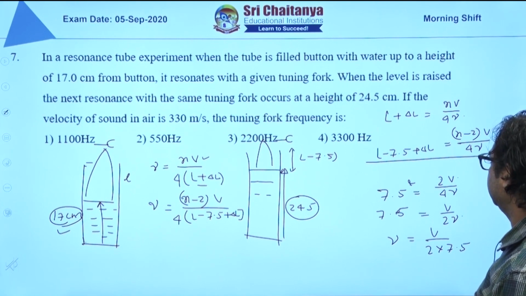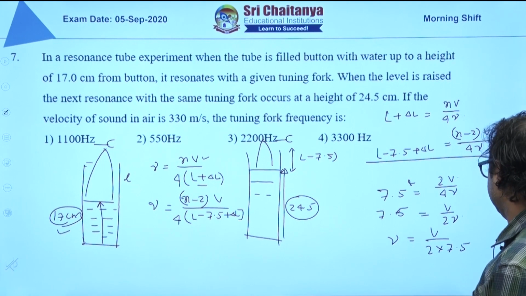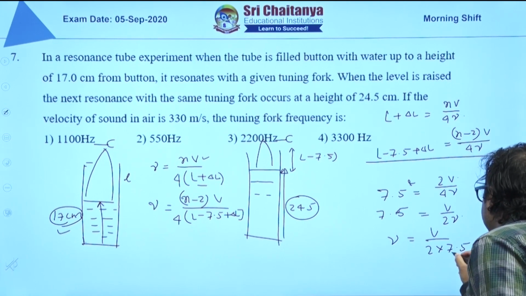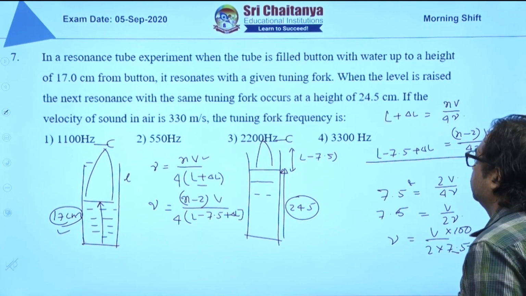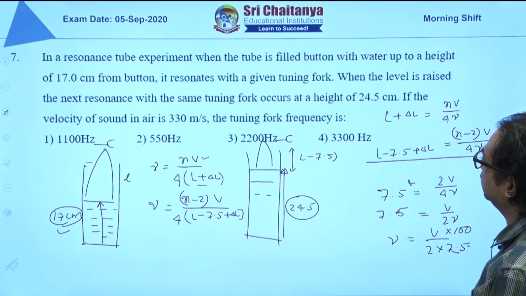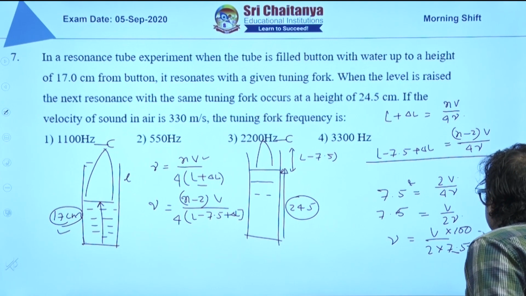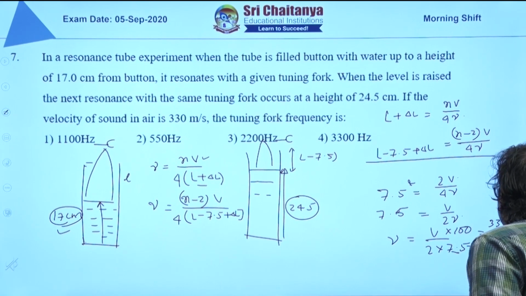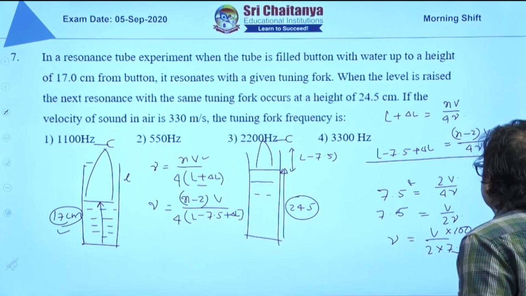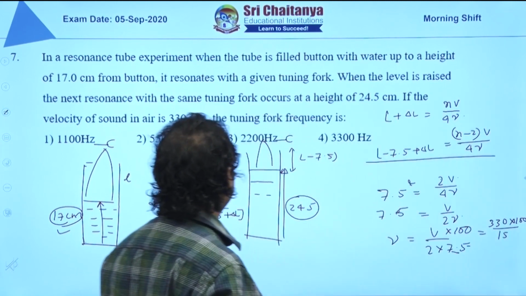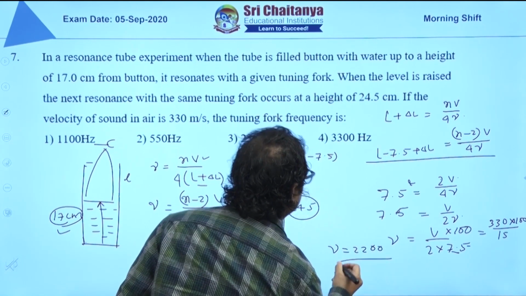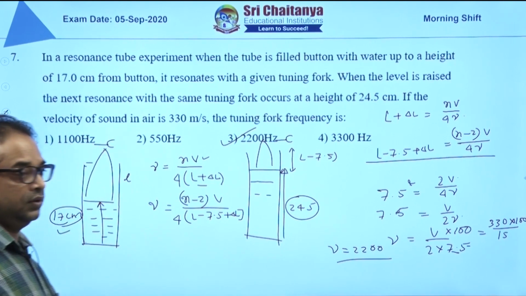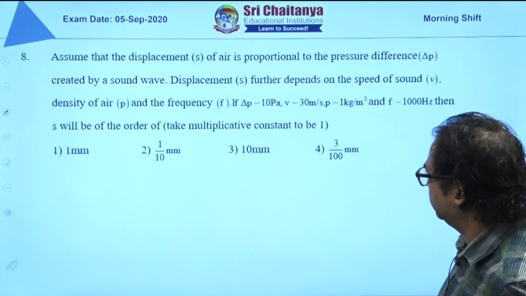This one is centimeter. So, if you convert it to meter, you have to multiply by 100, and V value we are getting, what is the value? V is 330. So, you put it 330 into 100 divided by 15. Once we are doing, you get the answer 2200. So, this is your 2200. So, here we are with the answer, question 3. So, let us move to this question number 8.